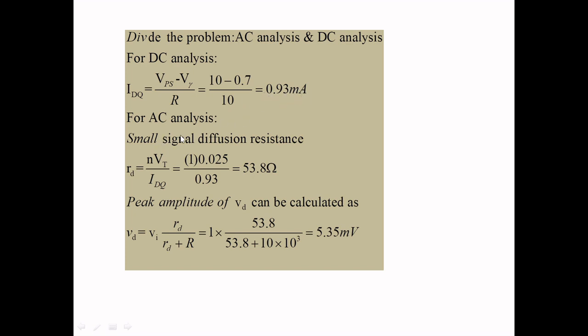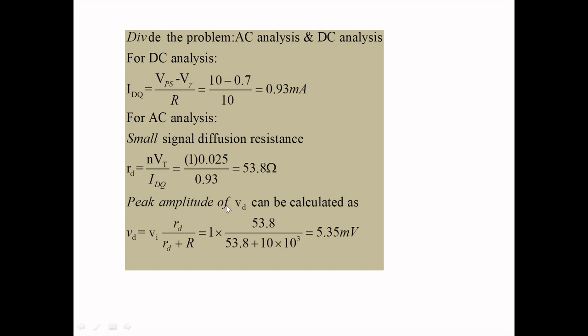For AC analysis, the small signal diffusion resistance can be calculated with RD equal to n VT divided by IDQ. So 1 into 0.025 divided by 0.93. Here I have taken the thermal voltage as 25 millivolt, but by default you can work with 26 millivolt to avoid confusion. You can take either 25 or 26, but stick to one constant value. RD comes out to about 53.8 ohms.